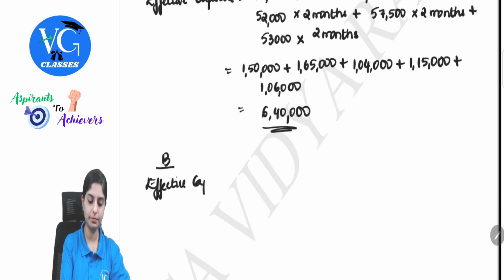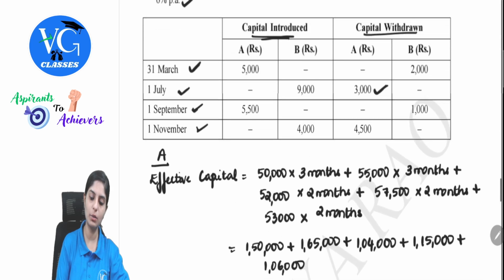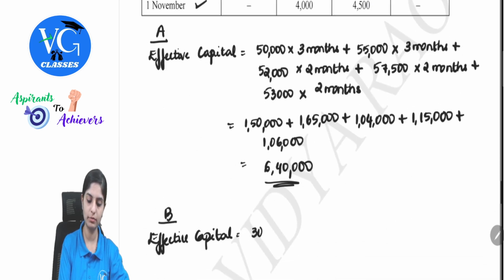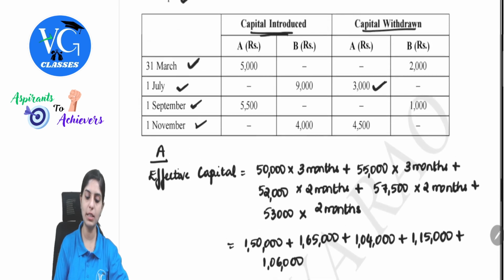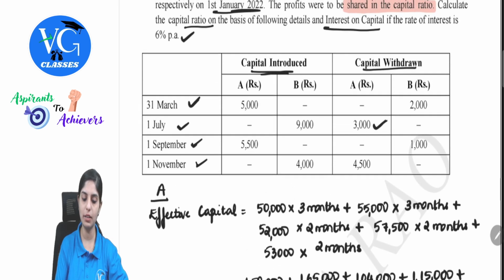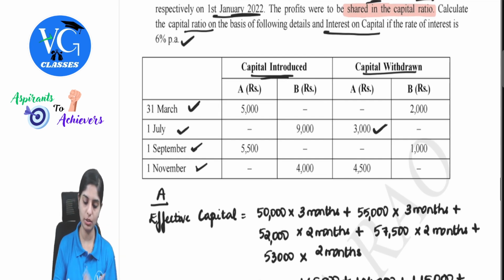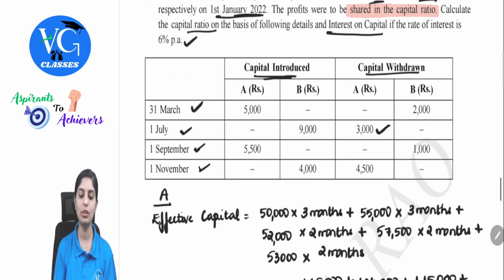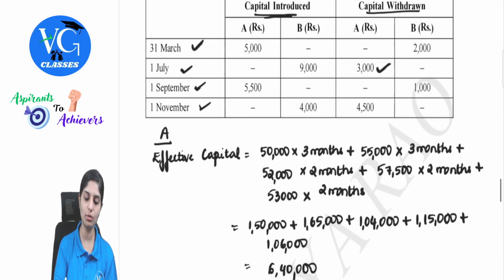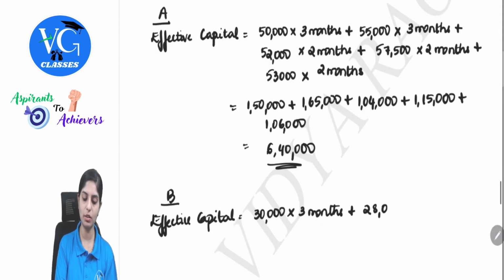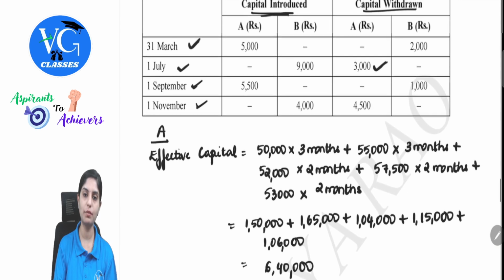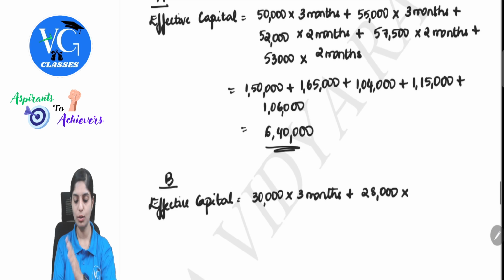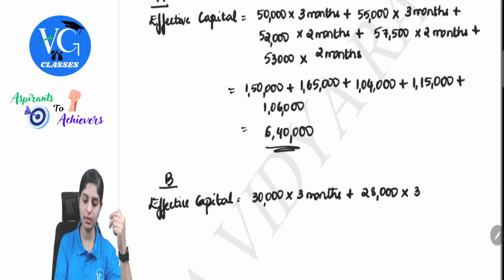Effective capital. B started with a balance of 30,000. This was for how many months? For B, the next transaction is on 31st March. So Jan, Feb and March. So this is for 3 months. So on 31st March, there is withdrawal of capital. So the balance started was 30,000 minus 2,000. This is 28,000. Next transaction is happening on 1st of July. So from April to July, April, May, June, 3 months.